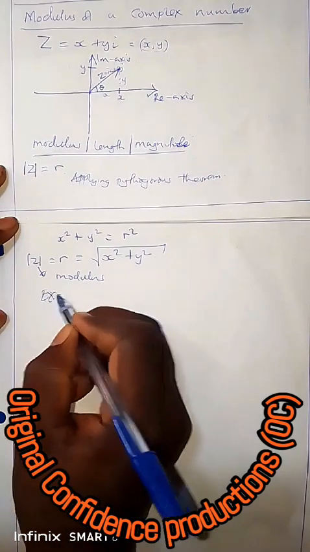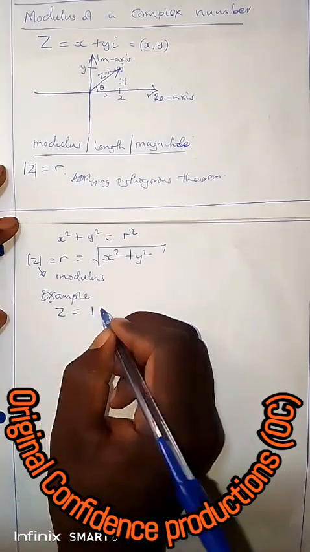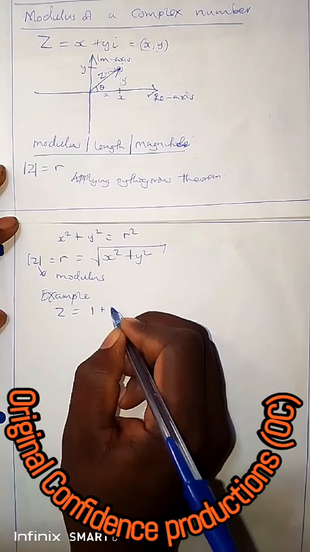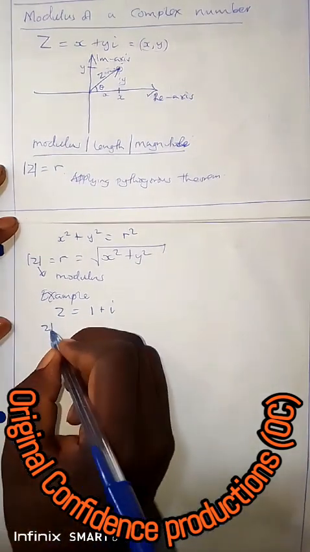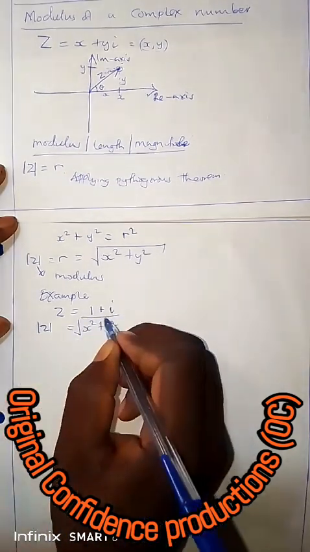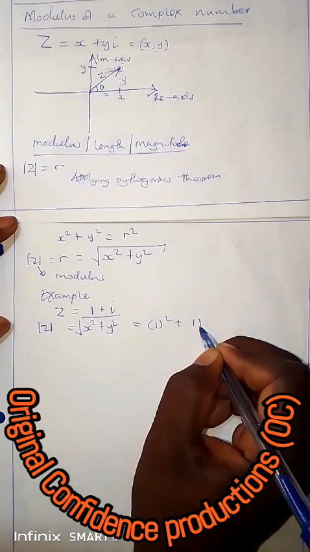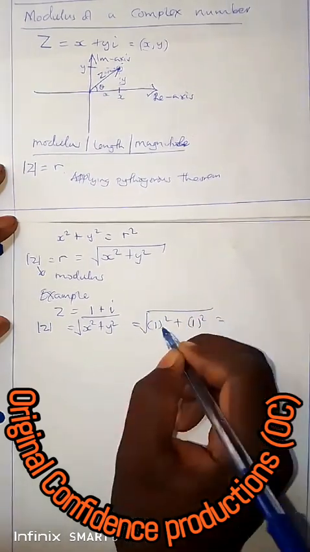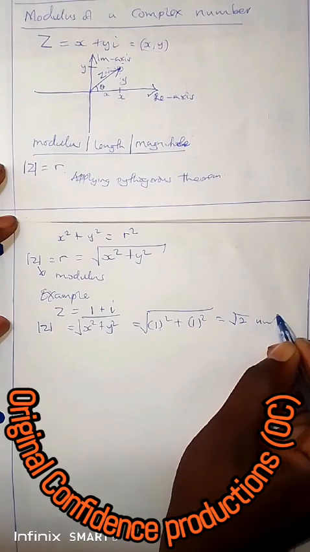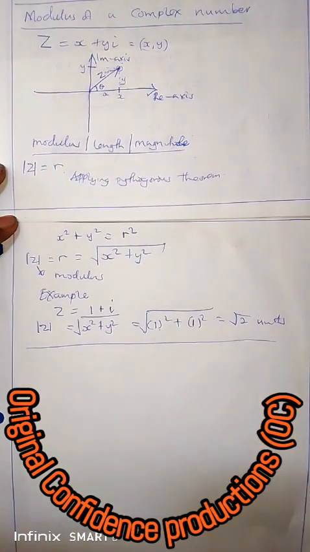An example. Someone can look at an example here and say that if z equals 1 plus i, you say that z bar will be equal to the square root of x squared plus y squared. When you compare it, your x is 1 squared, then your y is also 1 squared. So this is 1 plus 1, which is 2, but under the root. Always put units since it is length. So any complex number, you do it like that to get the modulus. In this case, we shall look at what we call the argument.